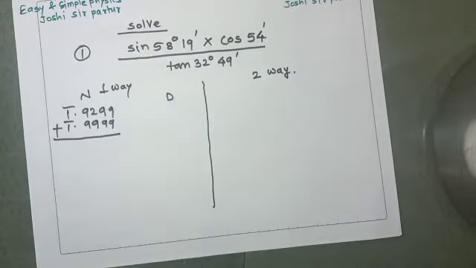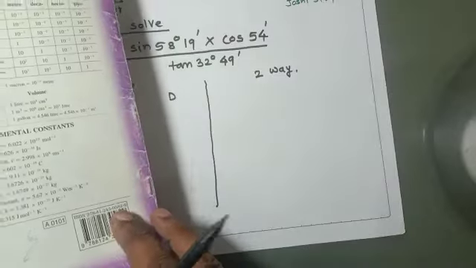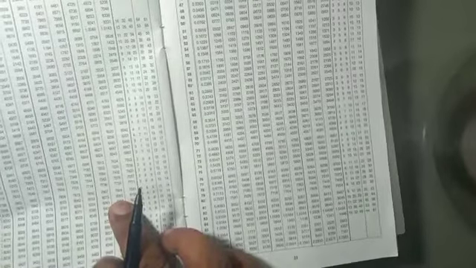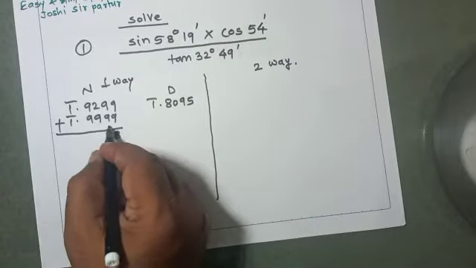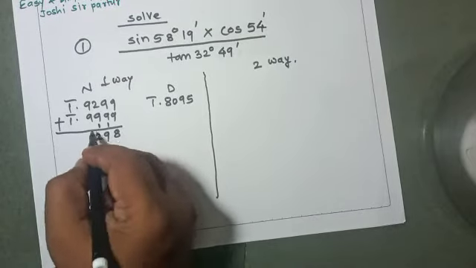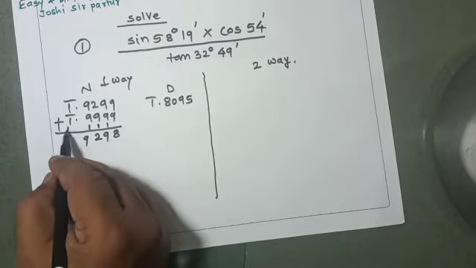Here in the denominator we have tan 32 degrees 49 minutes. So 32 degrees 48 minutes is bar 1.8092, and for 49 minutes, the mean difference 3 is added, so 92 and 3 is 95. So we write bar 1.8095. Here when we add, 18, 19, 12, 19, 1 and minus 1, it gives 0.